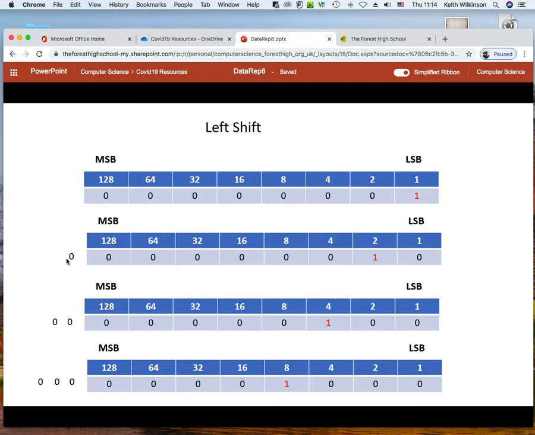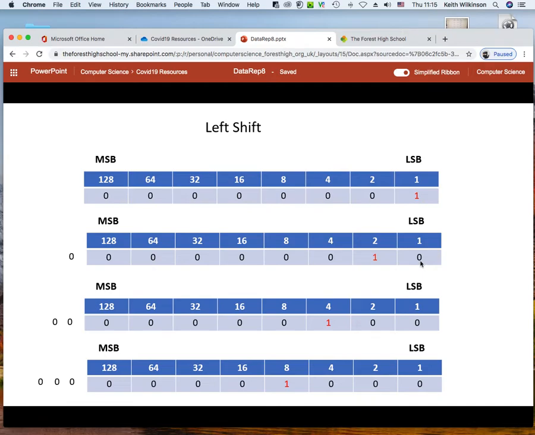That is lost. It's not an overflow error, as if you were adding two numbers together. It does set the overflow flag, but that bit is lost completely. And what happens is that the empty space on this side, which wasn't here at all, we put a 0 in.